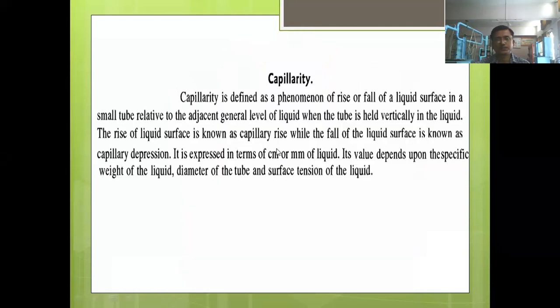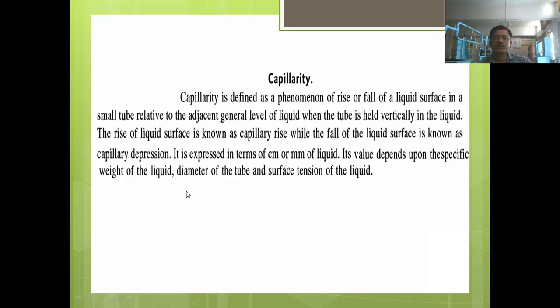And this is the definition, whatever we have just now discussed, given here. Capillarity can be defined as the phenomenon of rise or fall of the liquid surface in a small diameter tube relative to the adjacent general level of liquid when the tube is held vertically in the liquid. The rise of liquid surface is known as the capillary rise, while the fall of liquid surface is known as the capillary depression. It is expressed in terms of centimeter or millimeter of liquid.